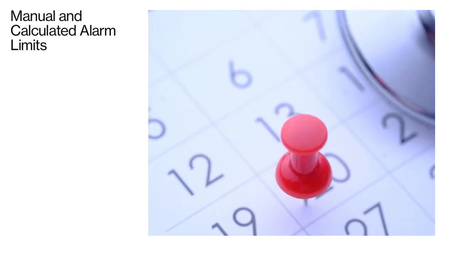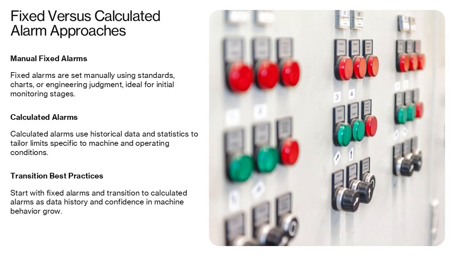Fixed versus calculated alarm approaches. Alarm limits can be established manually or through automated calculation based on historical data. Manual alarms typically rely on standards, published charts, or engineering judgment and are often used when a monitoring program is first implemented. Calculated alarms, by contrast, are derived from baseline measurements and statistical analysis of previous data. These alarms are tailored to the specific machine and operating conditions, making them more sensitive to meaningful change.